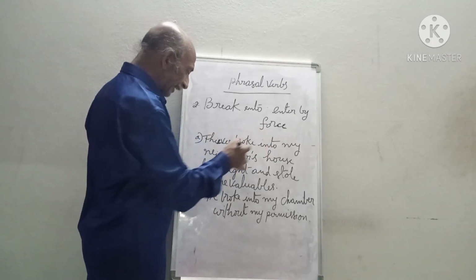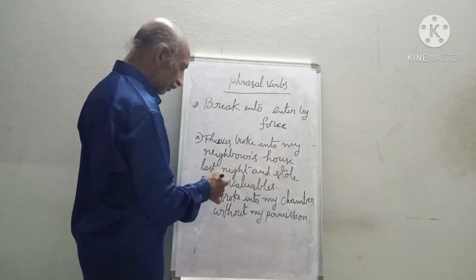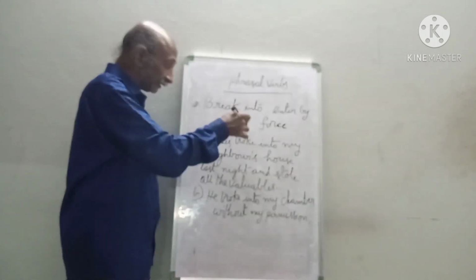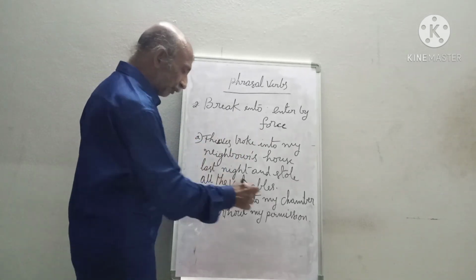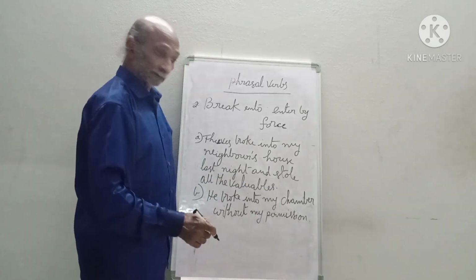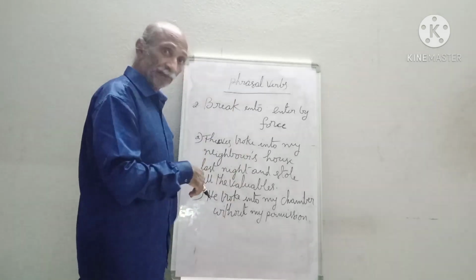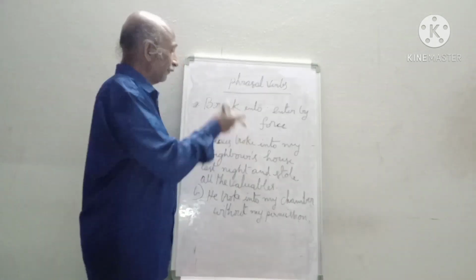Thieves broke into my neighbor's house last night and stole all the valuables. That means they entered by force. Thieves entered by force into my neighbor's house. Here you see, he broke into my chamber without my permission. Without taking permission, he came into my chamber forcibly. So that is the way phrasal verbs are used.